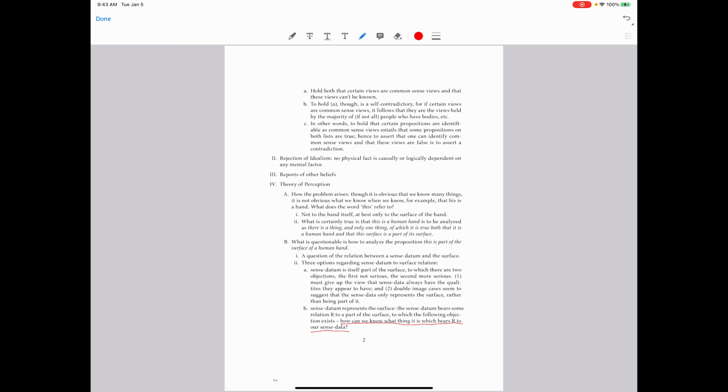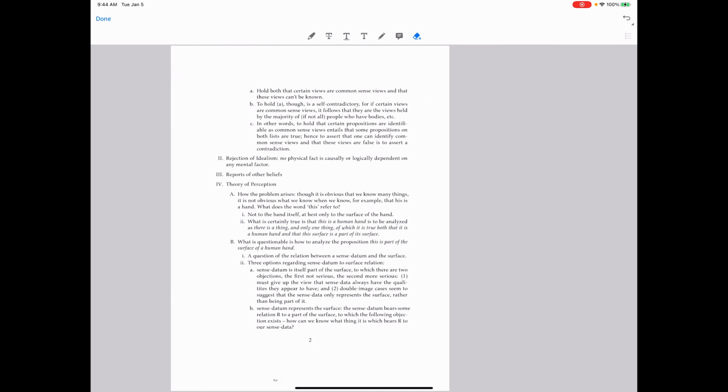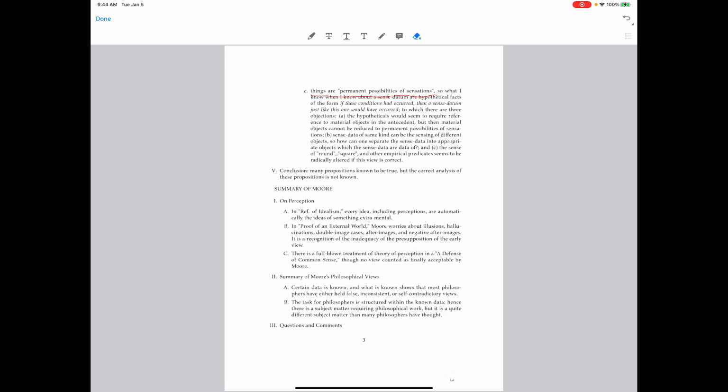The sense datum represents the surface. How can we know what thing it is which bears R to our sense data? Well, that's what theorizing is all about. You construct a theory. The data that you've got is the stuff of our senses. There's no guarantees that we have to be right about these things. But in any case, Moore seems to be way more sympathetic to skeptics at this point than we might have anticipated. So he turns to a third thing.